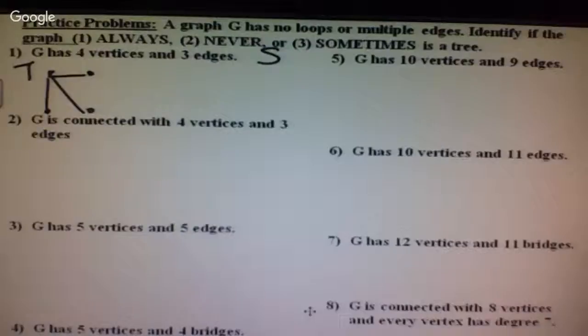But I could also draw you one that looks like this. And that's not a tree, because I have a circuit and it's disconnected.